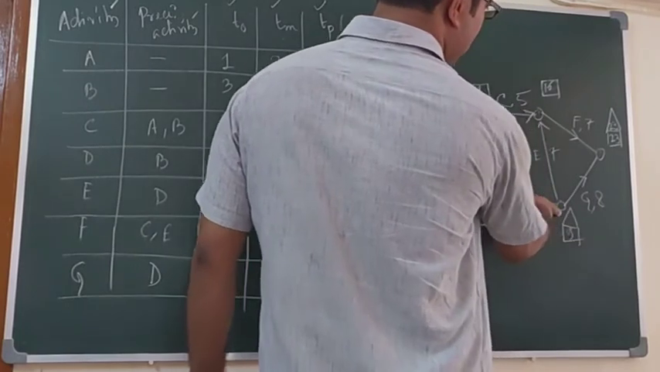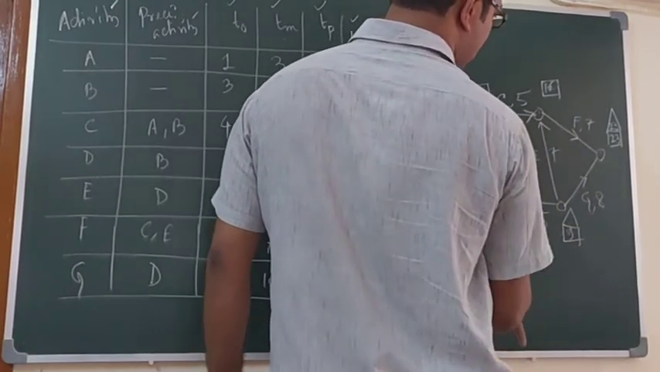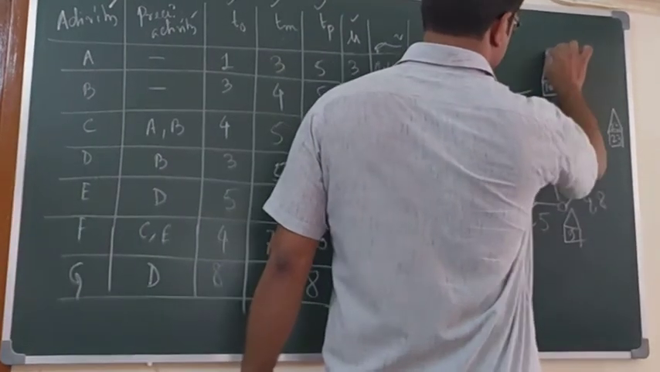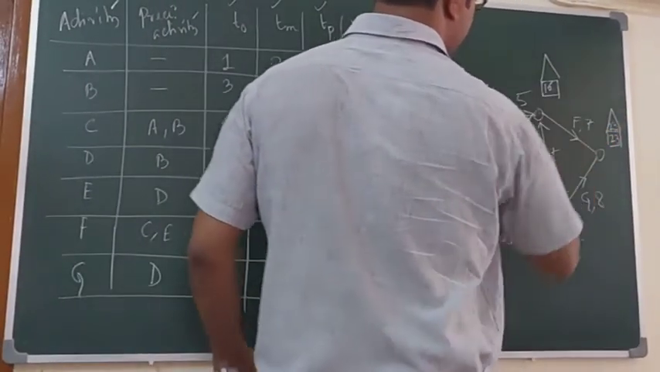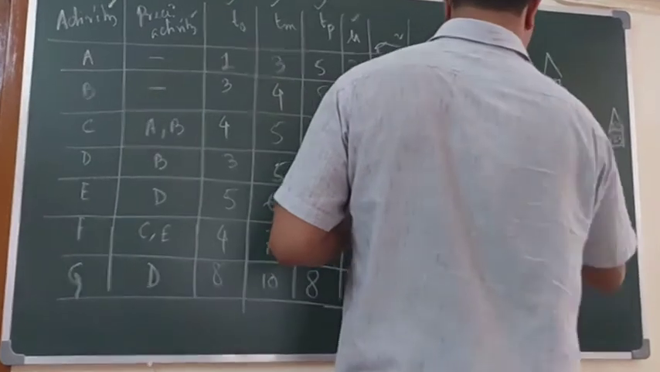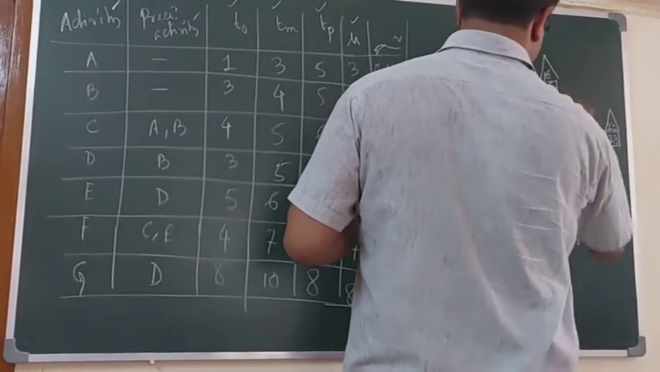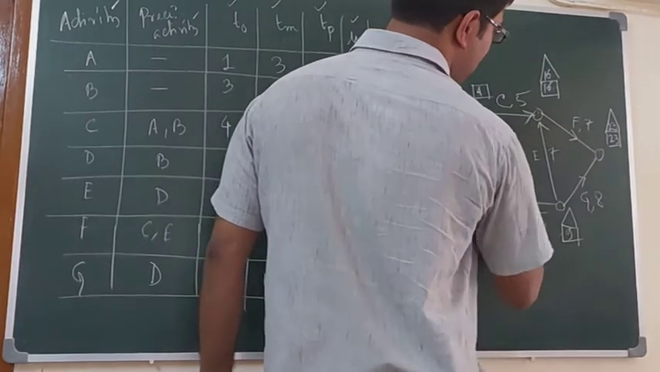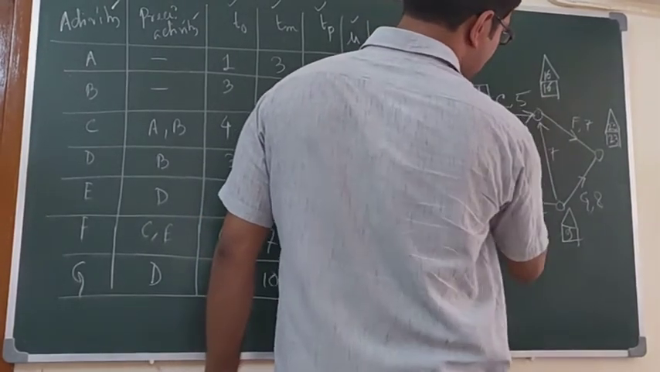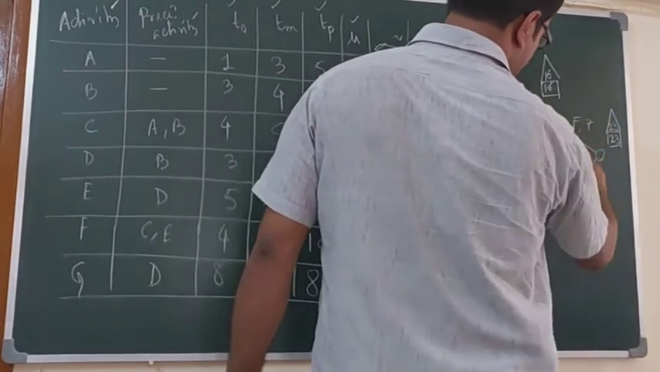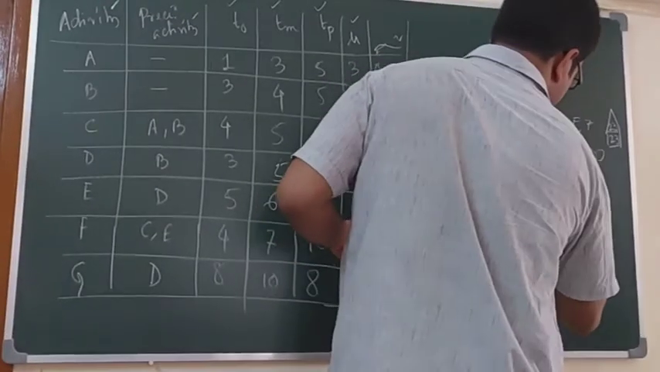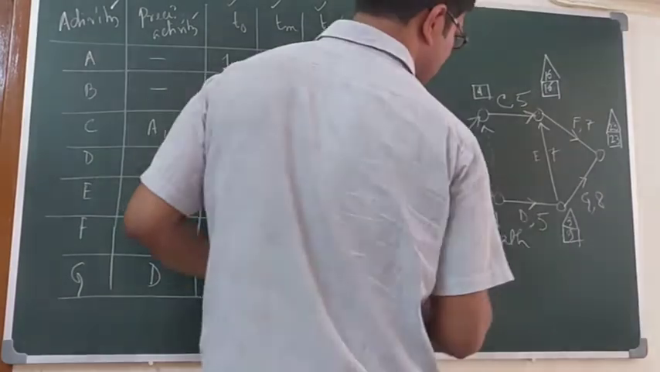From this point we have two outgoing edges. So first calculate this point: 23 minus 7, that is 16. Now, to calculate this point, which one is minimum? 16 minus 7 or 23 minus 8? Obviously 16 minus 7, so 9 is this point.